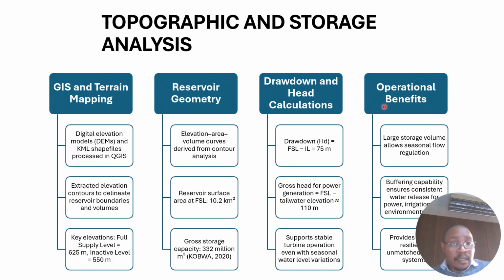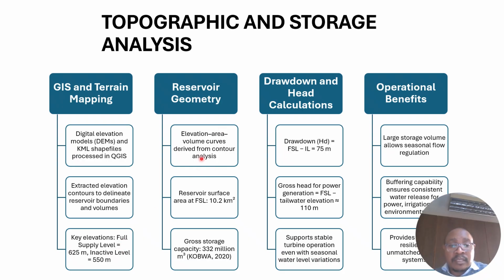And then if you look at the topographic and storage analysis, this is the analysis that I've done. The GIS and the terrain mapping, as I said, QGIS was used, with the digital elevation model and the KML shape files processed in QGIS. And then I extracted elevation contours and also the key elevations, the full supply level, which is equal to 625 meters, and the inactive level, which is equal to 550 meters.